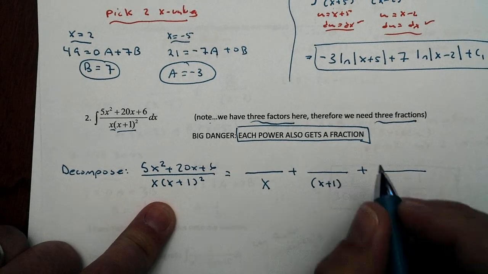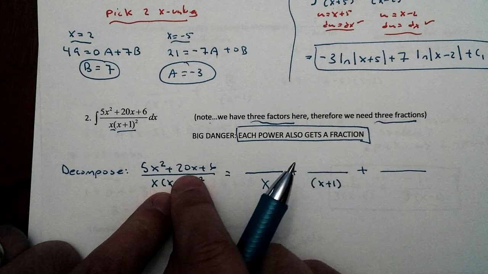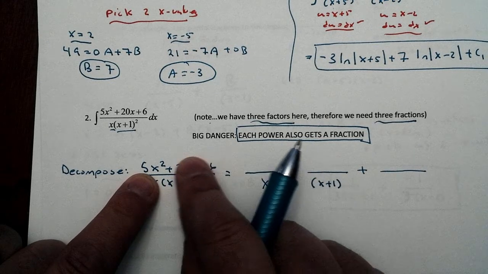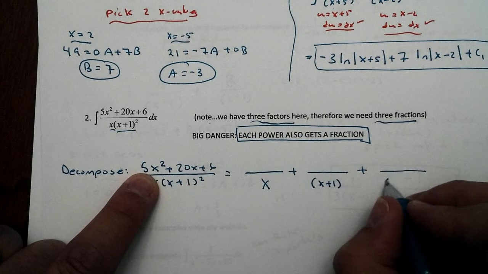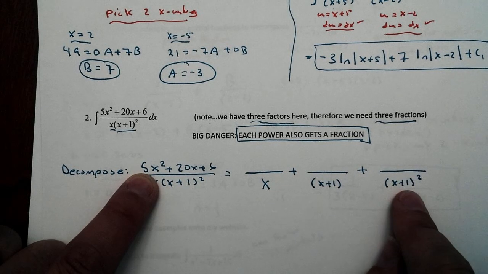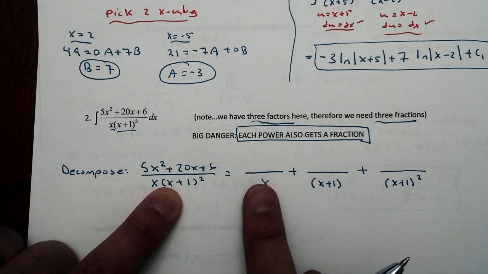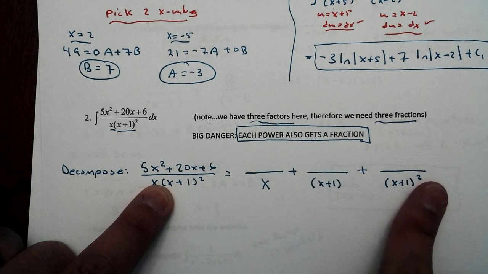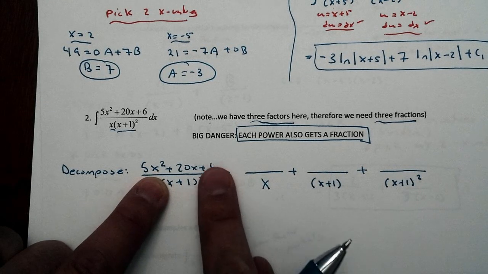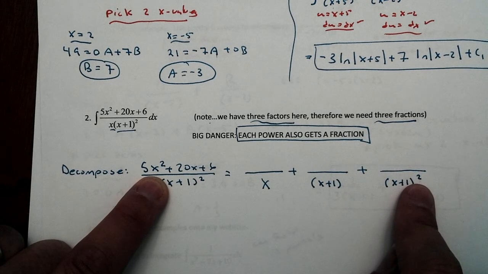My second factor, be very careful, even though it's the (x plus 1) squared, my second factor is just x plus 1. Now here's where it gets tricky. Each power also gets a fraction. So that's my x plus 1 to the first. But I also have to do the (x plus 1) squared. And that's a little tricky. You can go to one of my other videos where I discuss where this comes from. But for right now, we just have to remember, each factor gets a fraction. Each power gets its own fraction as well. So this x plus 1 is one of my factors, and I also have that (x plus 1) squared.